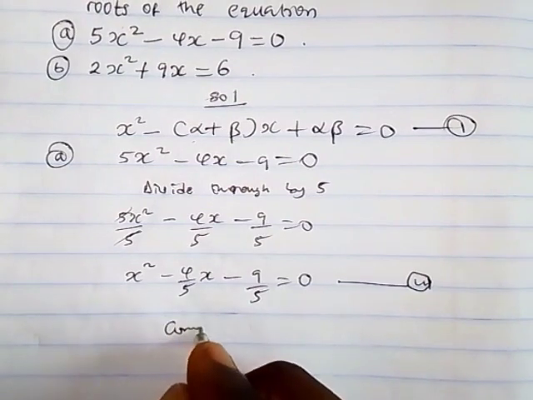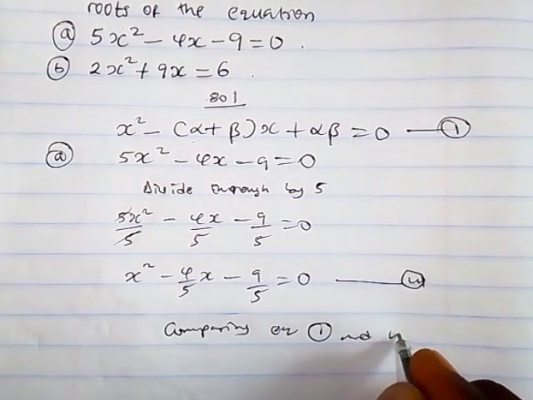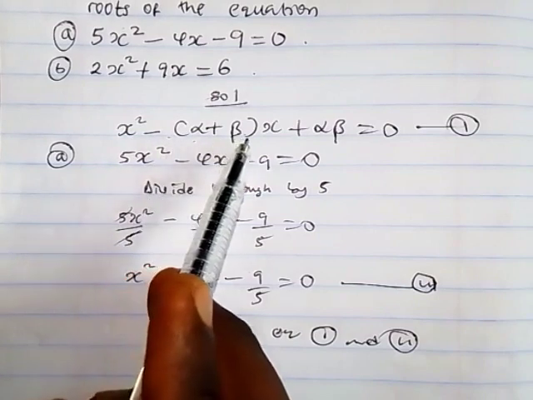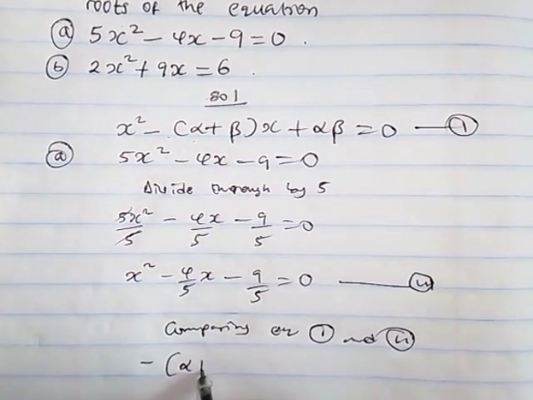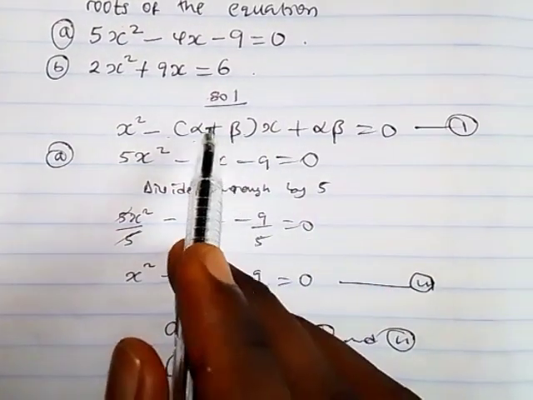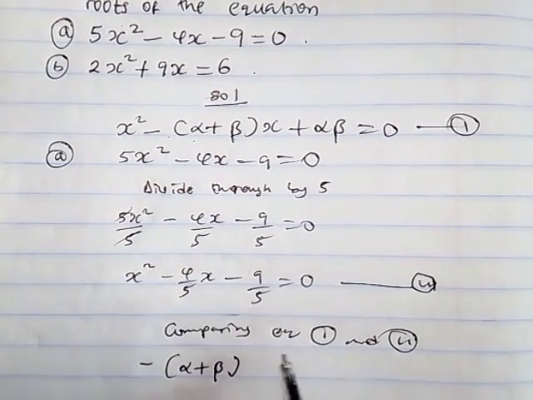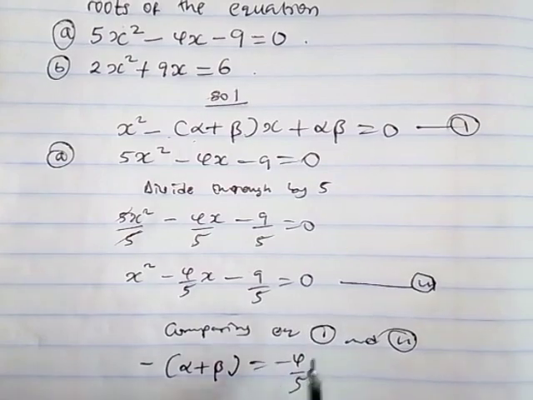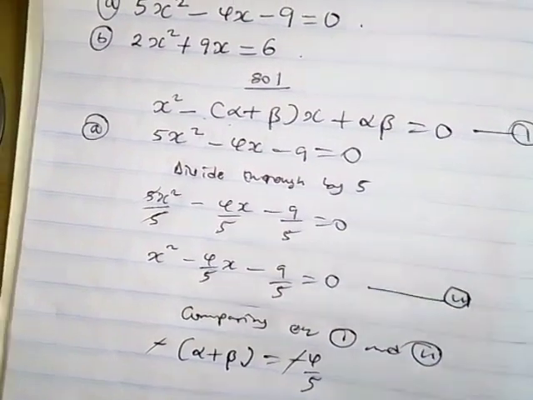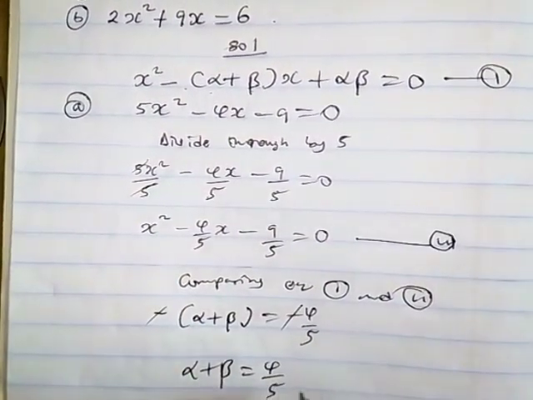Comparing equation 1 and 2, we observe that minus into alpha plus beta, because there is x here, so the coefficient is minus into alpha plus beta. Comparing with this expression, so we have minus 4 over 5, in which minus cancels minus, therefore we have alpha plus beta to be equals 4 over 5. This is the sum.